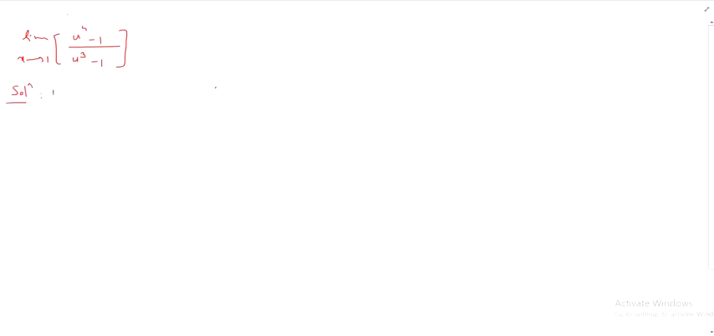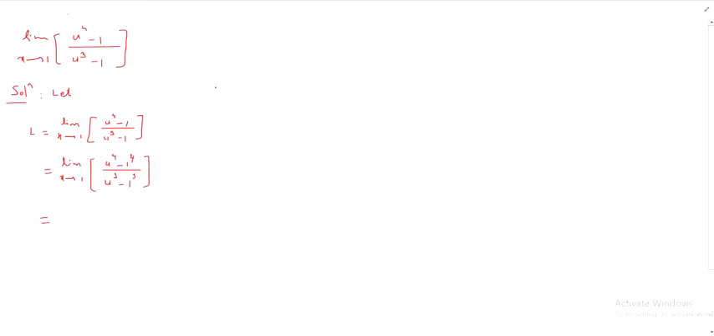Let us have a solution. Let L be equal to the limit as x tends to 1 of (u raised to 4 minus 1) by (u cube minus 1). This function can be written as u raised to 4 minus 1 upon u cube minus 1.